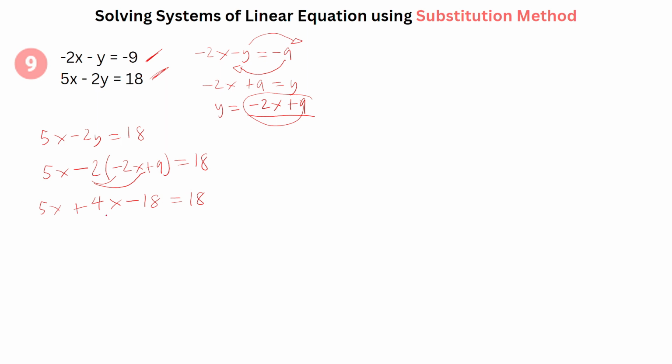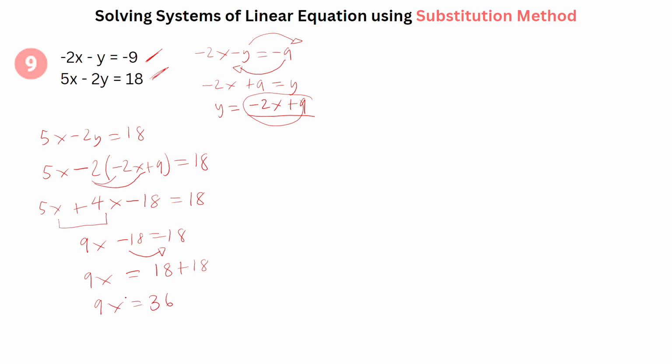I hope you can still follow. So now, what do we do? We can combine these two, right? Because they're just on the same side. 5x plus 4x is going to be 9x minus 18 is equal to 18. What do we do next? We transpose the negative 18. So we have now 9x is equal to, what will happen to the negative 18 on the left side? It will become positive 18. So 9x now is equal to 36.